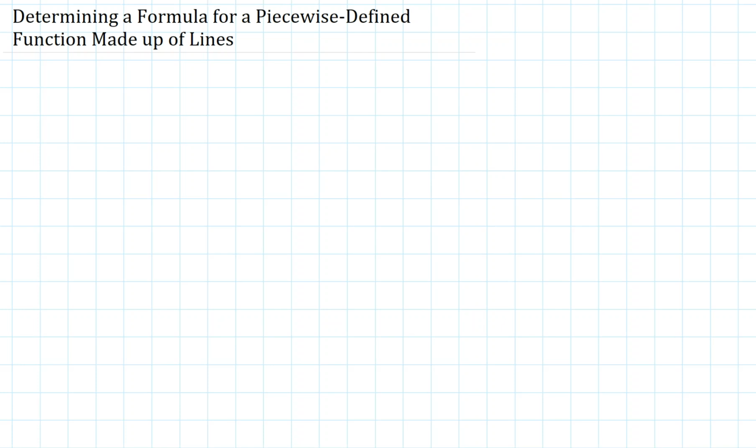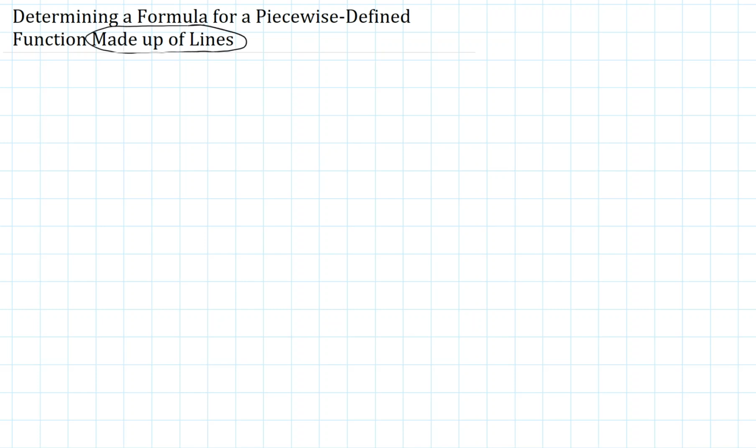So here we're going to work kind of backwards, whereas sometimes you're given a formula for a piecewise defined function and you have to graph it. Here we're going to look at how to take a graph of a piecewise defined function and find its formula. Before we get into it, I want to discuss a couple different things. In this video we're going to look at piecewise defined functions made up of lines in particular.